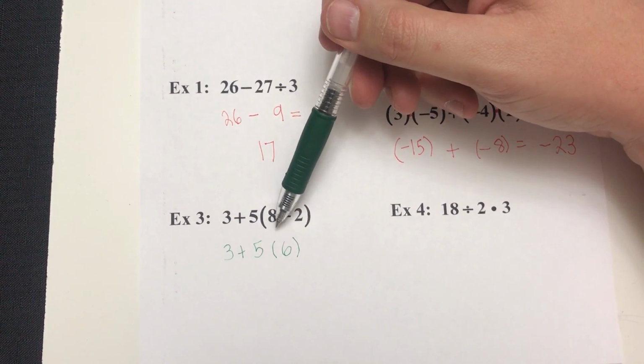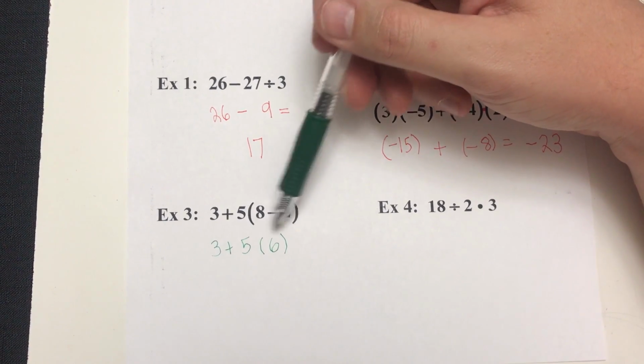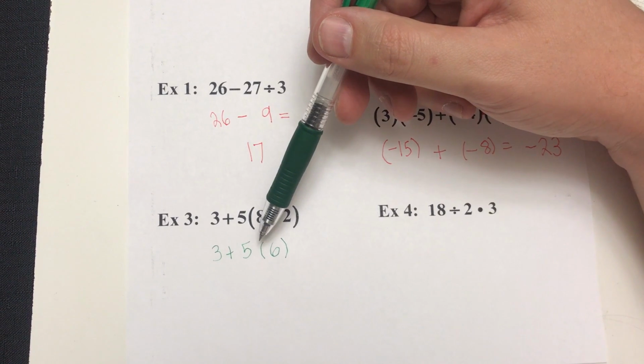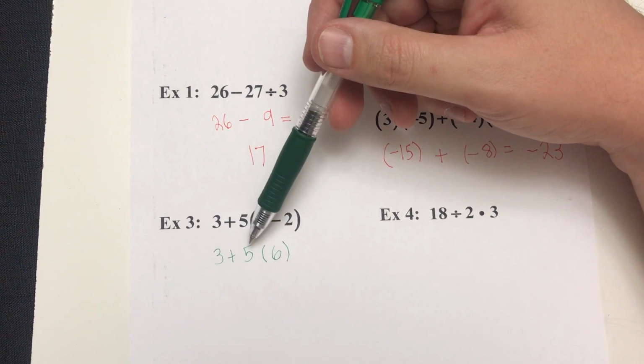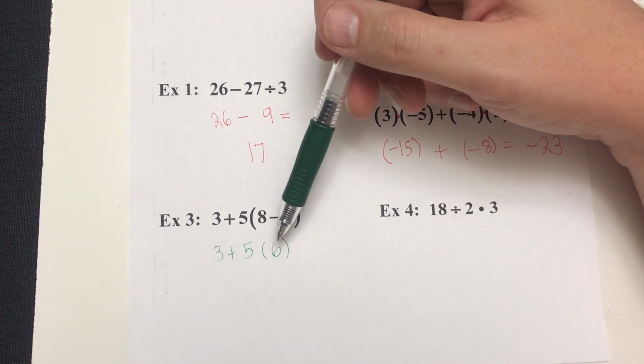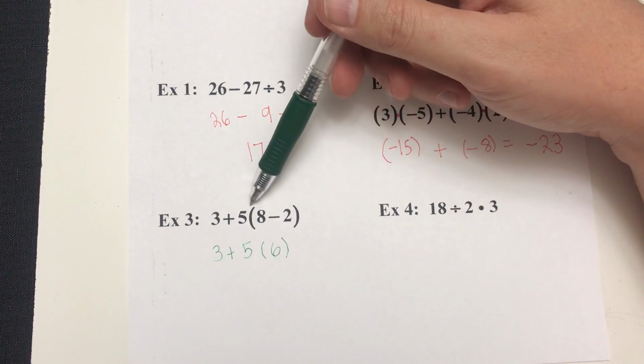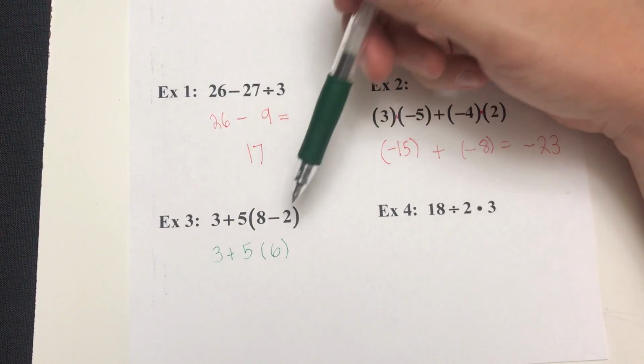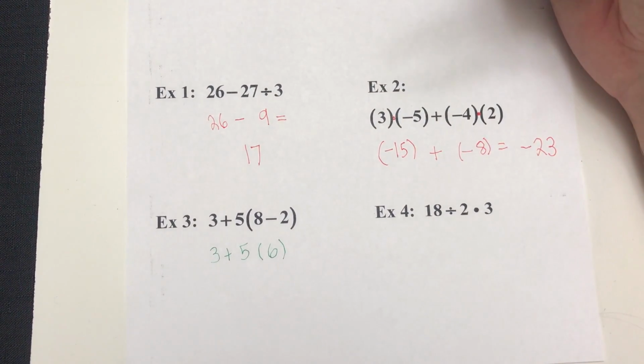These parentheses no longer act as a grouping symbol. They are now indicating the operation of multiplication. 5 was being multiplied by what was inside the parentheses, the same as the 5 here was being multiplied by what's in the parentheses above.